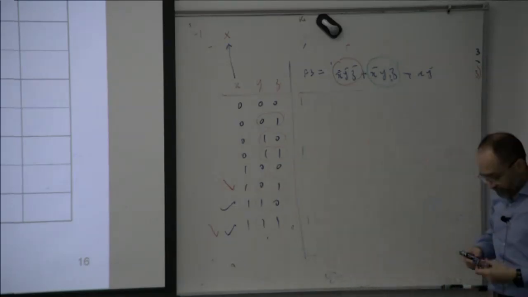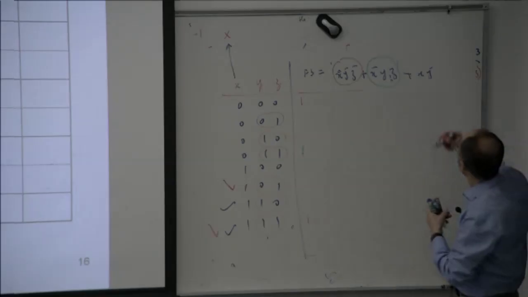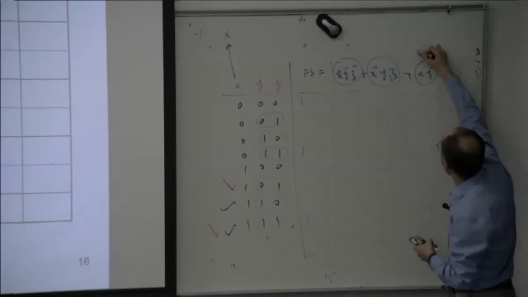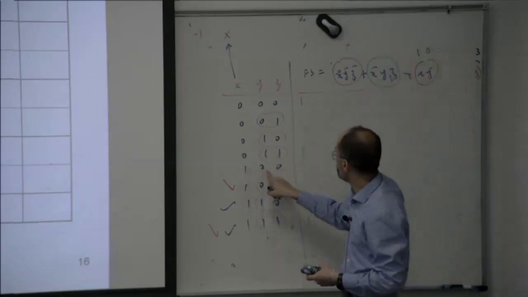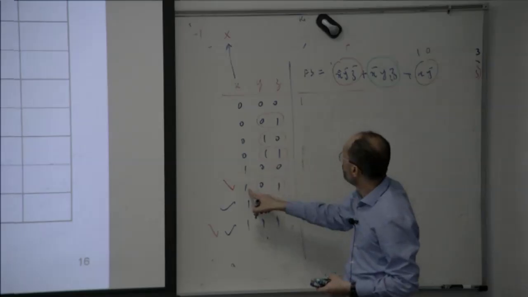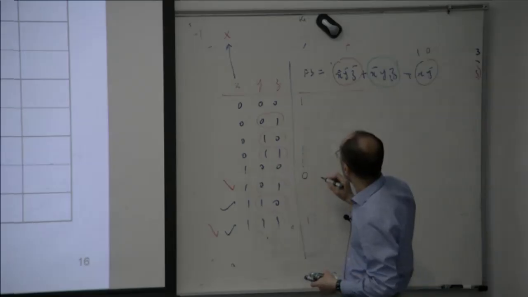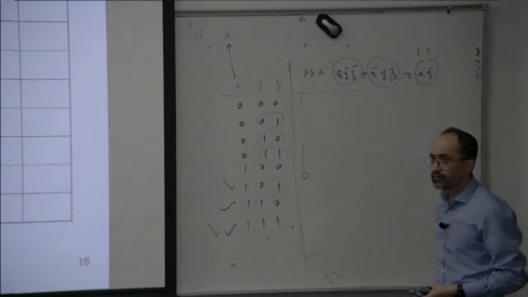Now we have the third term. In the third term, this is red, and now we can make it black. So x is 1 and y is 0. This one, and x is 1 and y is 0, this one. Got it? And then this one is not here.